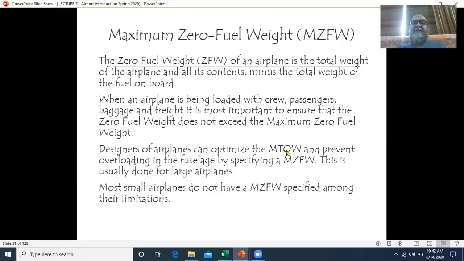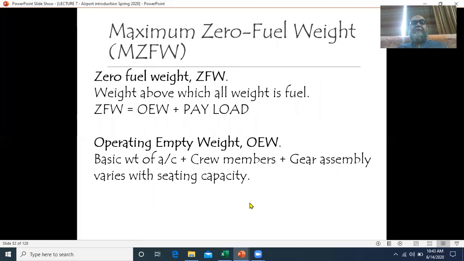Designers of an airplane can optimize the MTOW, maximum takeoff weight, and prevent overloading in the fuselage by specifying a maximum zero fuel weight. This is usually done for large airplanes. Most smaller airplanes do not have an MZFW specified among their limitations. So mathematically, zero fuel weight is OEW plus payload. And when we say OEW, it means the basic weight of an aircraft, crew members, gear assembly, and it varies with the seating capacity.